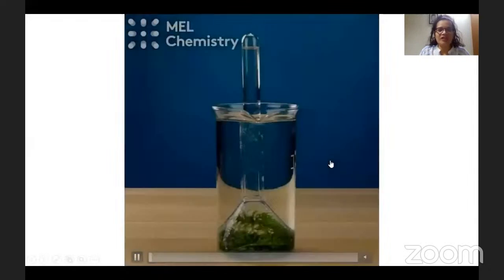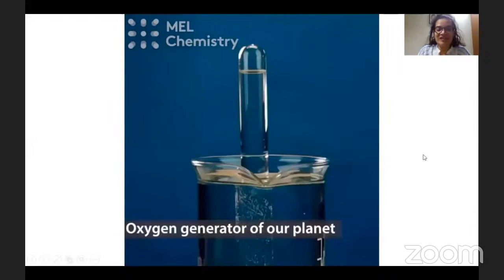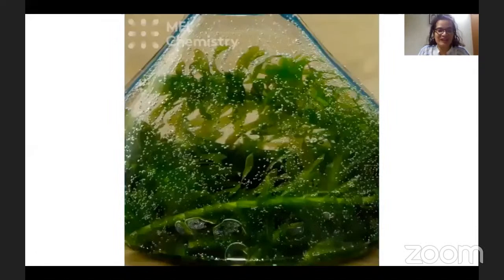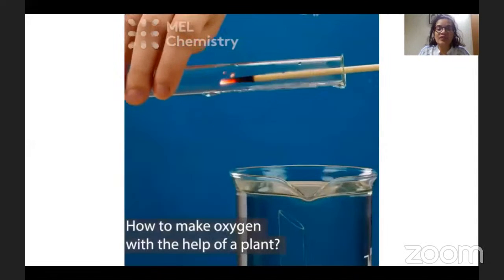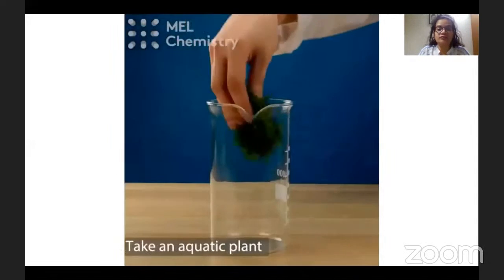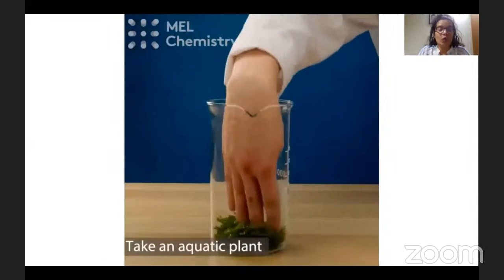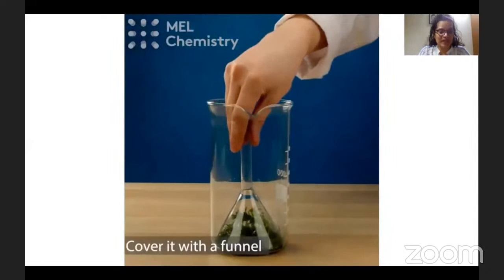Okay, so let's go through it once and then we will do it together. Let's watch it once first. Okay, so what we are going to do is we are going to make this oxygen generator. Yes, it's a small oxygen generator. And how do we know whether there is oxygen or not? Yes, fire burns only in oxygen. So that's the way we are going to test it.